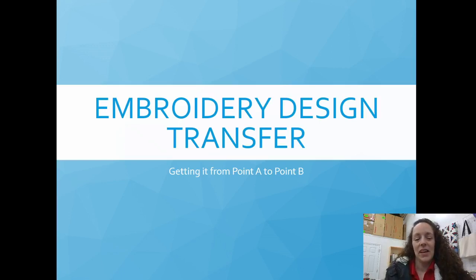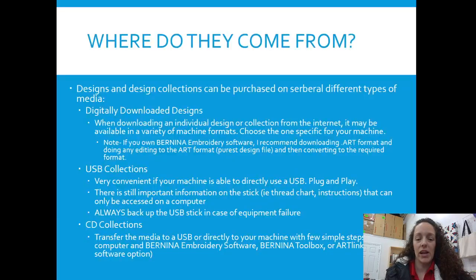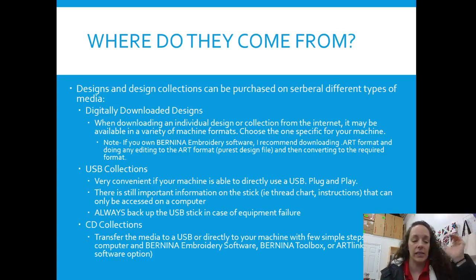So, all right. Let's get started here. I'm going to jump right in. I got lots and lots to cover. So designs, okay, where do they come from? Where do I get more? Beyond just the designs that come built into your machine, you can get individual designs as well as design collections. Ooh, there is a very big typo right there. That should be the word several. Designs can be purchased from several different places and come in different types of media.